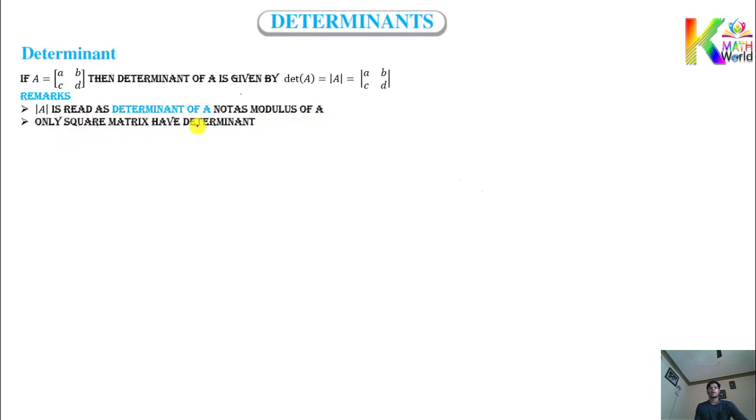Second thing, only a square matrix has a determinant. For a rectangular matrix you are unable to get the value of the determinant. Suppose you have a matrix like this: 1 2 3, 2 4 6. This is a rectangular matrix. Why? Because the number of rows is 2 while the number of columns is 3. It is 2 by 3, not a square matrix. So whenever you have a matrix like this, the determinant is undefined. You cannot get the value of the determinant for this particular matrix.